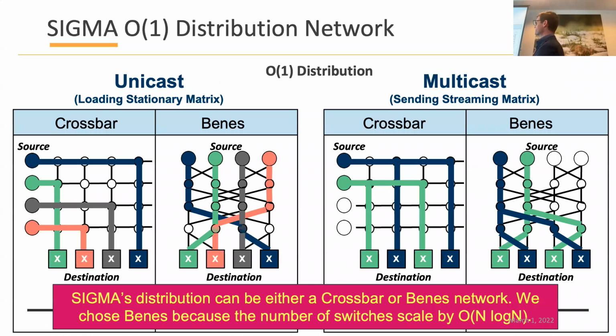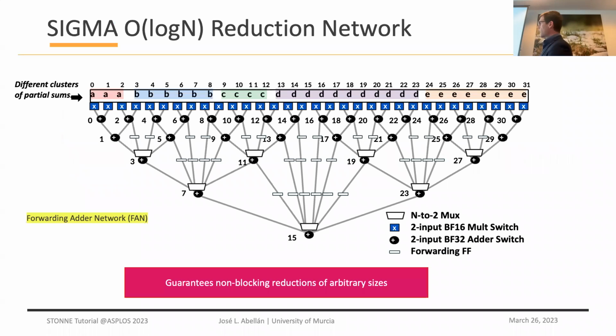Okay, finally, just very briefly, SIGMA extends the design philosophy of the MAERI architecture, where we have a distribution network. There are multiple options, and some of them are more efficient than others. For example, we could implement unicast and multicast by using a crossbar or a Benes topology. These are the topologies that are here. Finally, SIGMA implements a Benes because it's more scalable. And with respect to the reduction network, we have here the topology. This is called the forwarding adder network, or FAN.